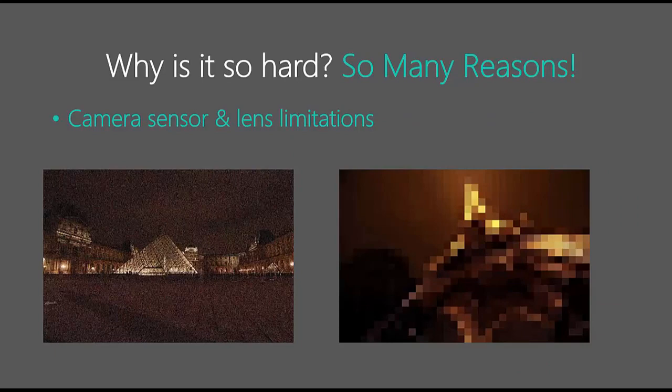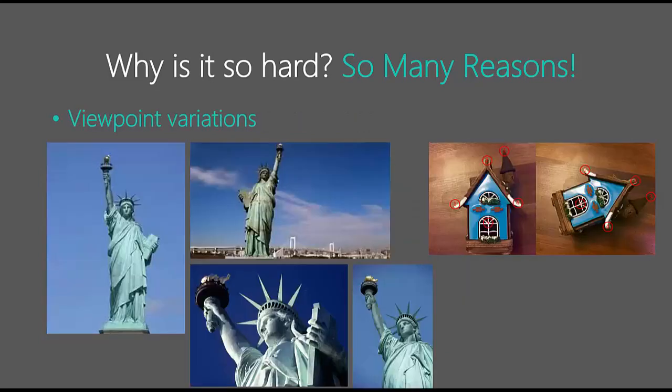Camera sensors are particularly bad in low light conditions, producing noisy images like this. Or what if we wanted to zoom into a small segment of the image? You would get a very pixelated image here, and that's a limitation of both the sensor and the lens. So what else makes it so hard? Well, what about viewpoint variations? Here's one statue taken at different viewpoints.